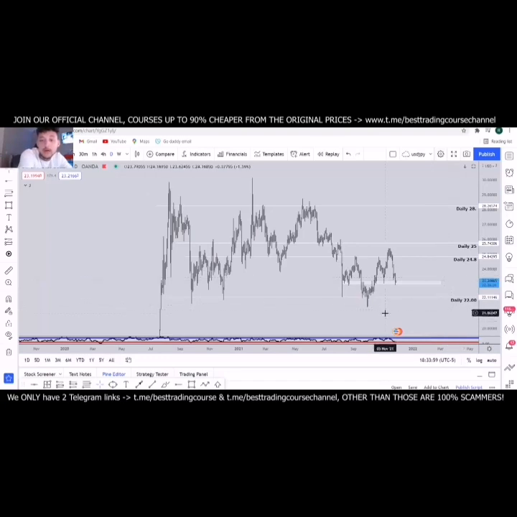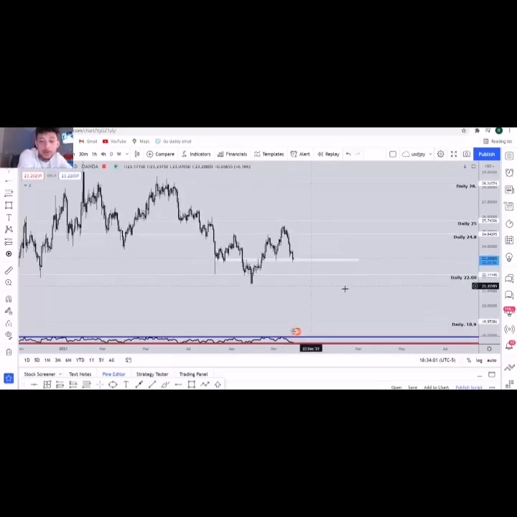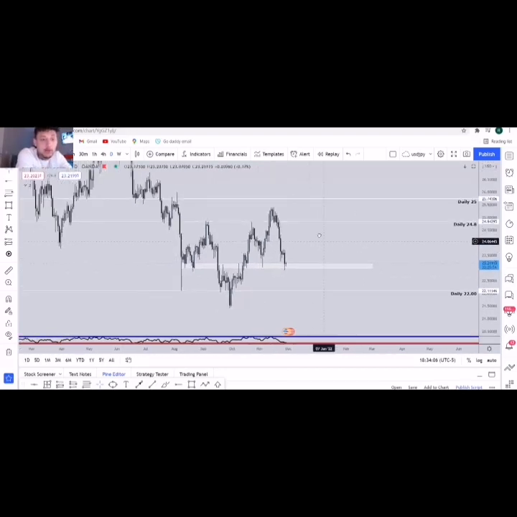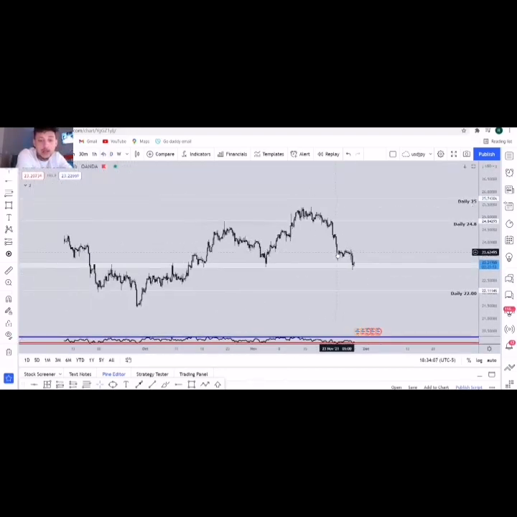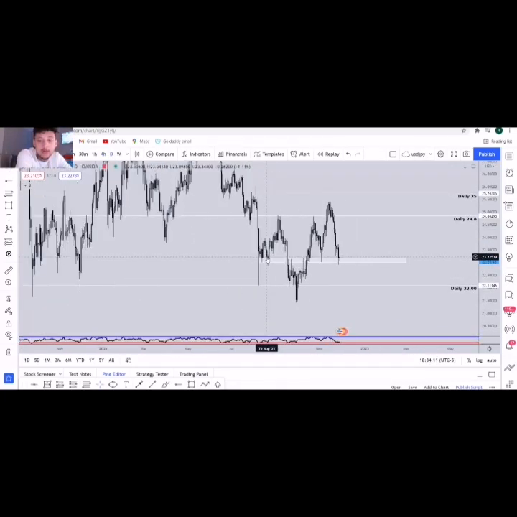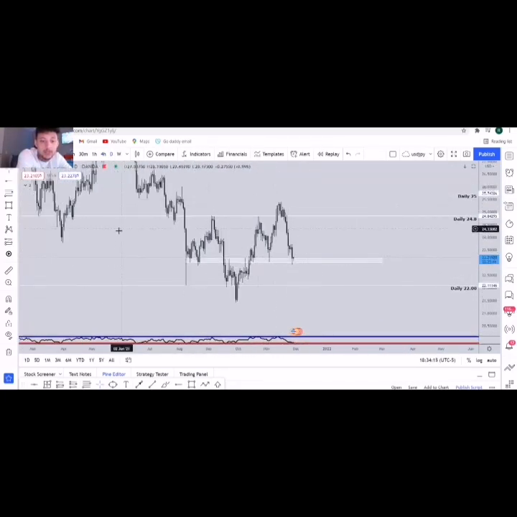Okay, so now we have our foundation. Now we have our more major levels where we could look for indecision. Now let's get into our more minor levels so we can actually look to take day trades off of these levels. When you go to the daily time frame and look at more relevant price action like this, you'll start to see more minor levels here.